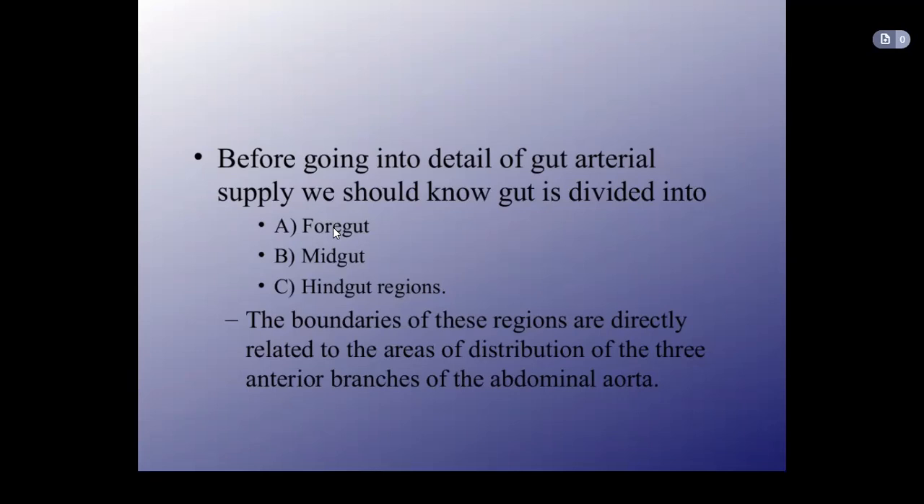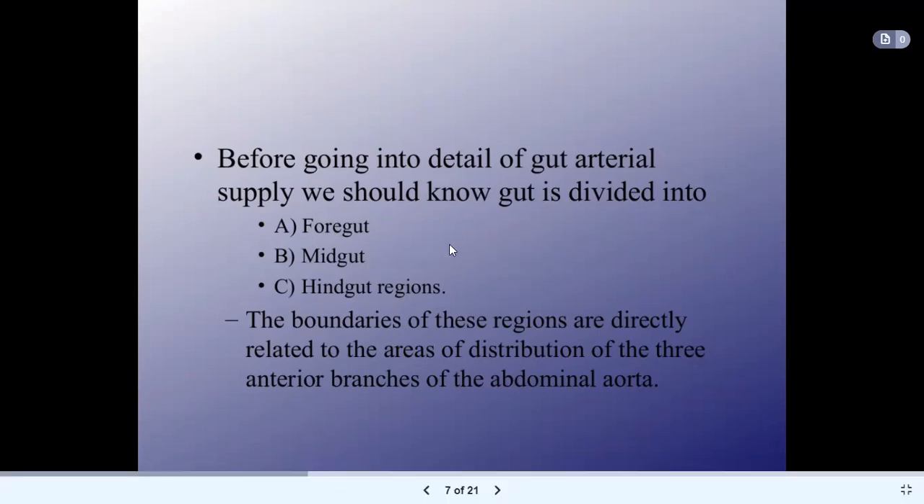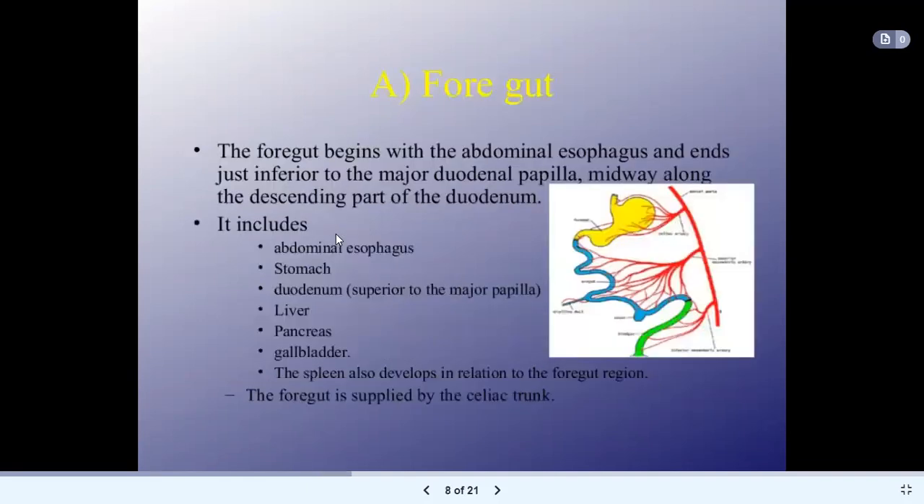In the same manner, we have the celiac trunk above, and then we have the superior mesenteric artery in the middle, and then we have the inferior mesenteric artery in the lower region. So that will show you which of these arteries will supply the foregut, the midgut, and the hindgut. And you need to know what organs make up each of the foreguts. So let's start with the foregut.